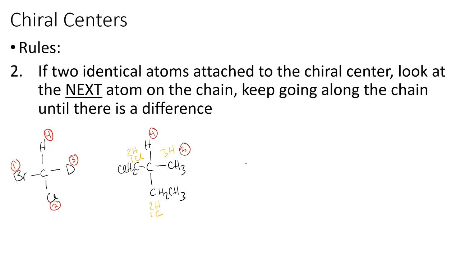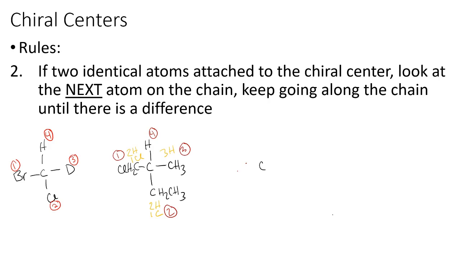The carbon atom on the bottom has 2 hydrogens and a carbon. The other one has 2 hydrogens and a chlorine. Chlorine gets higher priority than carbon, so the one on the bottom would be priority number 2, and the one on the left would be priority number 1. Again, because of that chlorine-carbon difference.